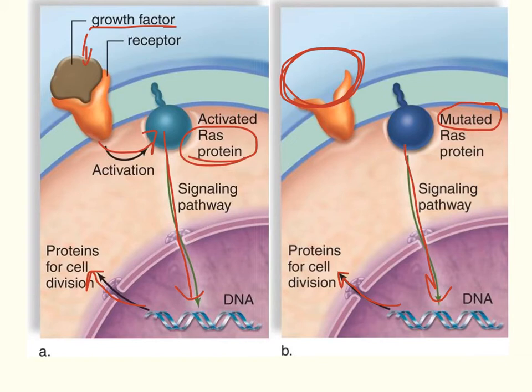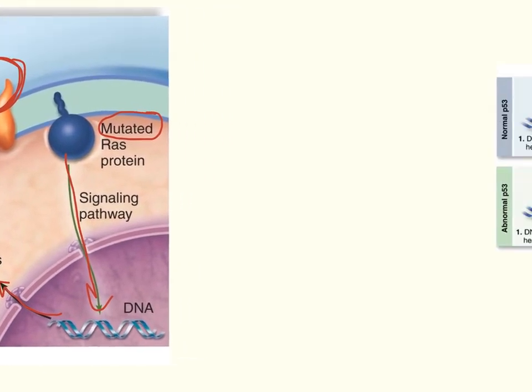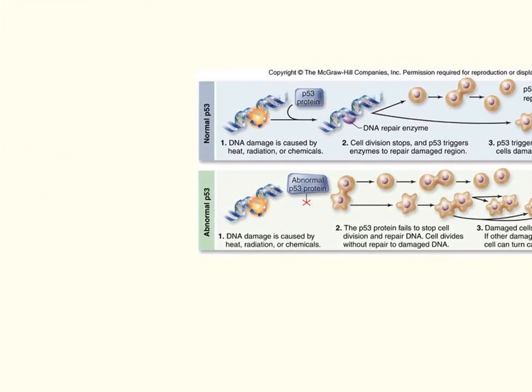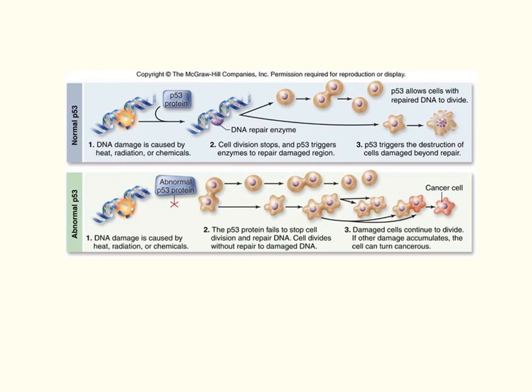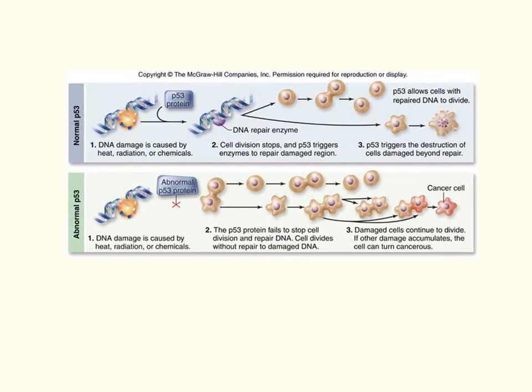So let's look at the second type of mutation that's found in many, many types of cancer, and that is tumor suppressor genes. Tumor suppressor genes encode proteins that actually stop the cell cycle. They act as the brakes of the car. If a mutation occurs in one of these genes, then the brakes don't work. It's like cutting the brake lines, and even though the cell's trying to stop, it can't.